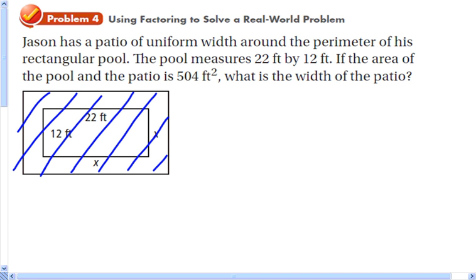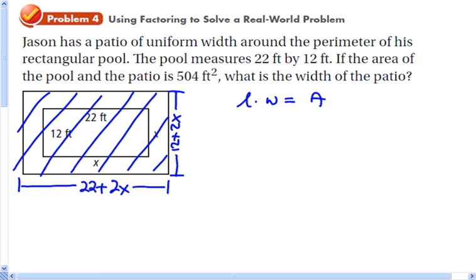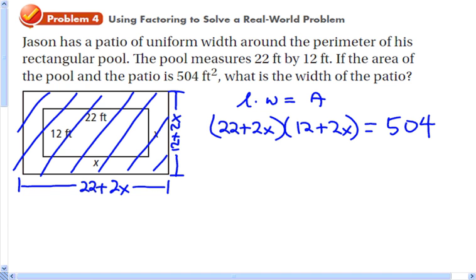To figure that out, we're going to represent this dimension here as 22 plus 2x, because we're adding x to both ends. And this dimension here is 12 plus 2x. If we multiply those two dimensions, we remember that length times width is equal to area. Our length is 22 plus 2x, and our width is 12 plus 2x. When we multiply those two together, we're going to get 504. We can solve this by using the zero product property if we put this in standard form.